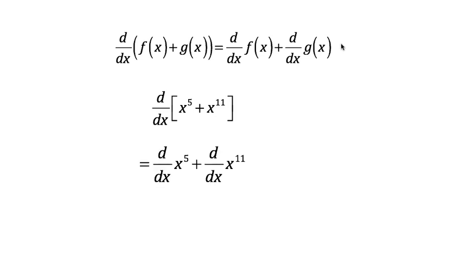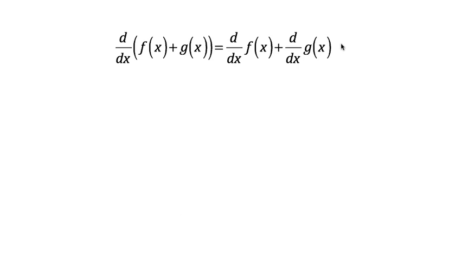And then with our power rule, the derivative of x to the 5th would be 5x to the 5 minus 1, 5x to the 4th. The derivative of x to the 11th would be 11x to the 11 minus 1, 11x to the 10th. So again, the derivative of the sum is the sum of the derivatives. That is a helpful rule for us to use.